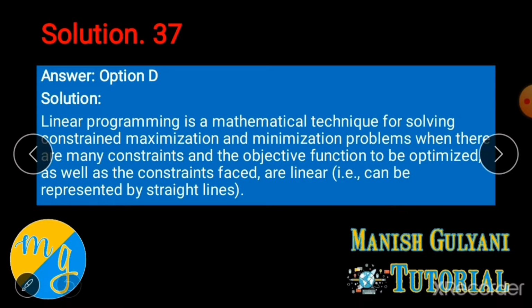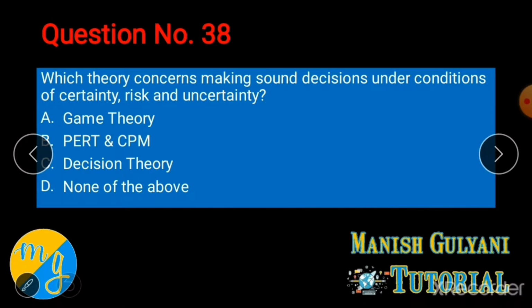Linear programming, as you know, is a mathematical technique for solving constrained maximization or minimization problems. By using a limited number of resources, you maximize or minimize your objective function. If your case is profit, then you have to maximize your profit. If the case is cost, then you have to minimize your cost. So option D.